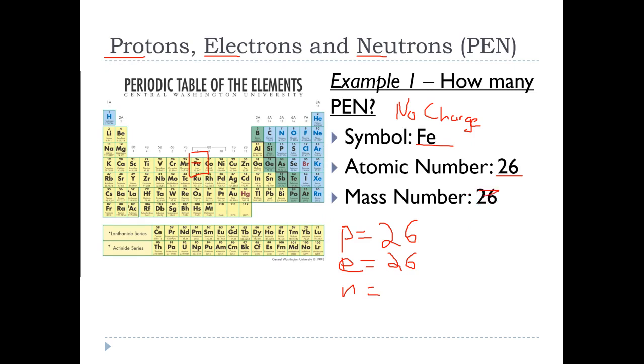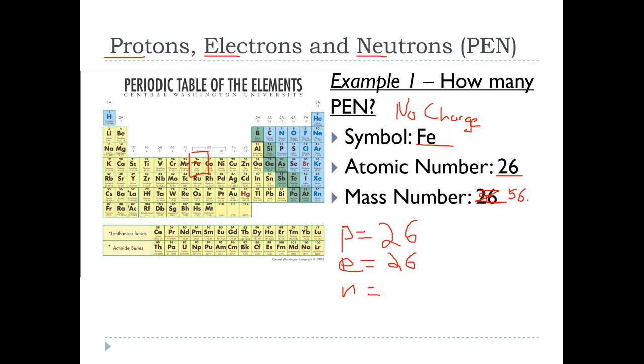Now, in this case, I think this is a typo. It should be 56. It'll make more sense with 56. So we have a mass number of 56, and we have an atomic number of 26, and 26 is the number of protons.